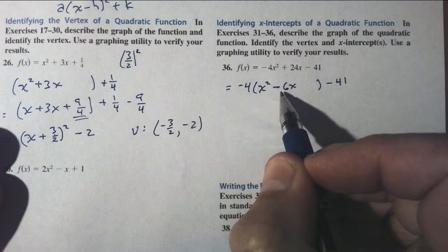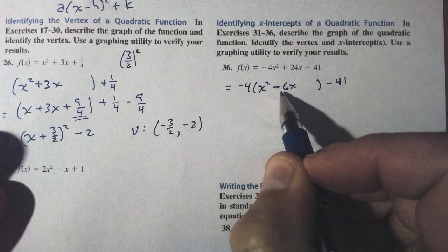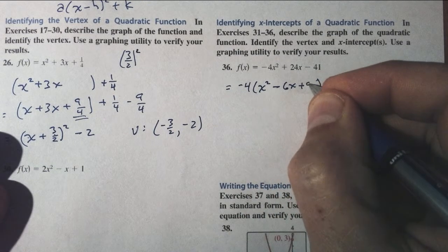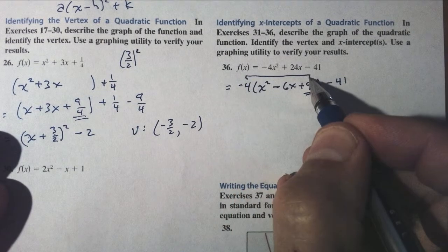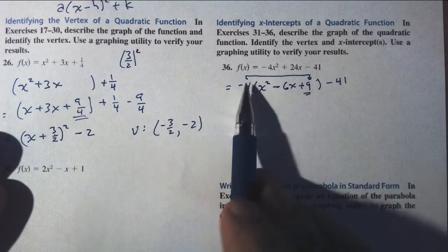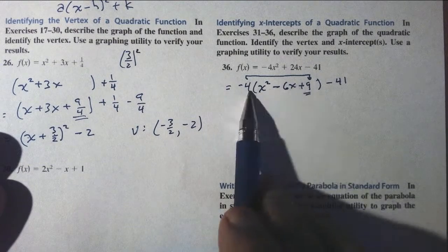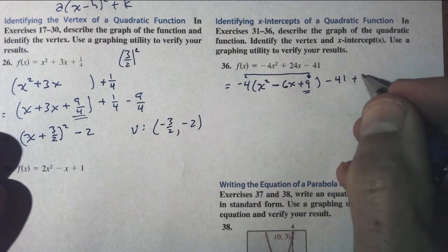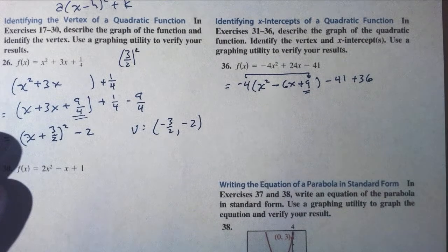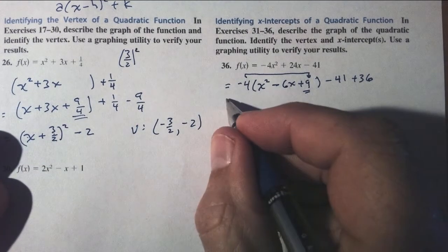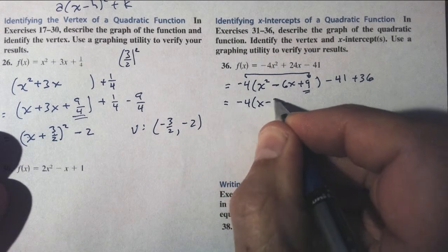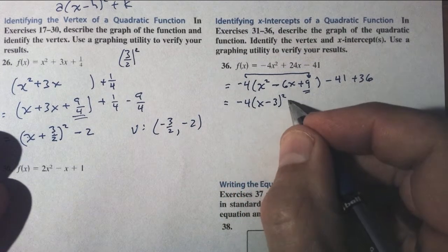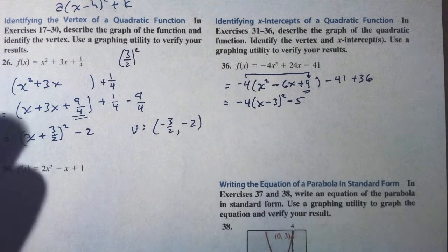Half of negative 6. I'm completing the square here. Half of negative 6 is negative 3. Negative 3 squared is positive 9, but that did not exist. What did I just do to this side of the equation? I just really subtracted 36. So I'm going to balance it by adding 36 right back on. And I get negative 4 times x minus 3 squared minus 5.